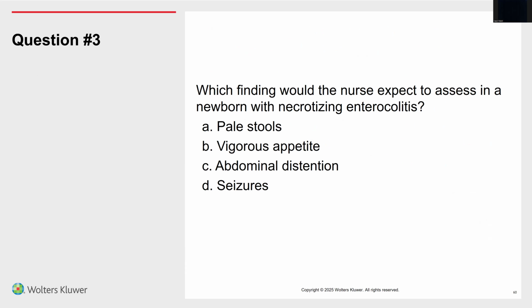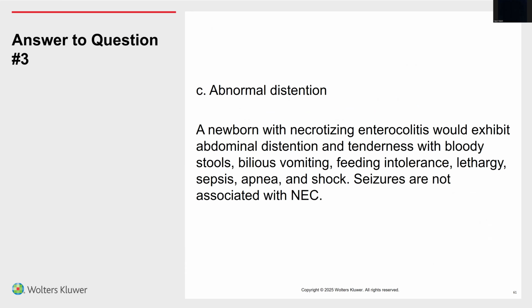Which finding would the nurse expect to assess in a newborn with necrotizing enterocolitis? Is it A, pale stools, B, vigorous appetite, C, abdominal distension, or D, seizures? If you paid attention, the answer is C, abdominal distension. So a newborn with NEC would exhibit abdominal distension and tenderness with bloody stools, bilious vomiting, feeding intolerance, lethargy, sepsis, apnea, and shock. Seizures are not associated with NEC.